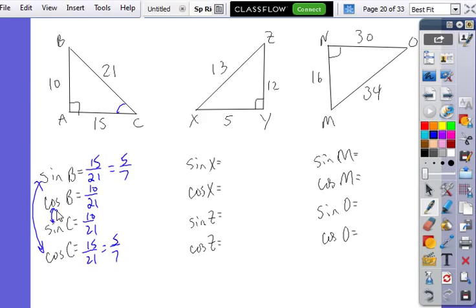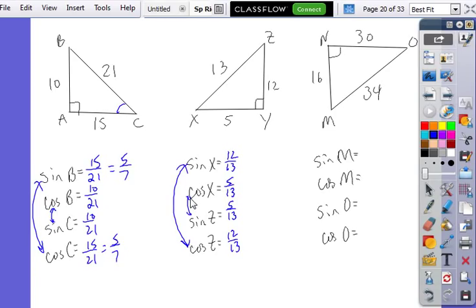All right, give me sine of x on the second one. 12 over 13. Cosine of x, 5 over 13. Opposite over hypotenuse for sine, adjacent over hypotenuse for cosine. Then sine of z would be 5 over 13. Cosine of z, 12 over 13. Again, what's always on the bottom? The hypotenuse is always on the bottom. And make sure the sine of one equals the cosine of the other for both of those.